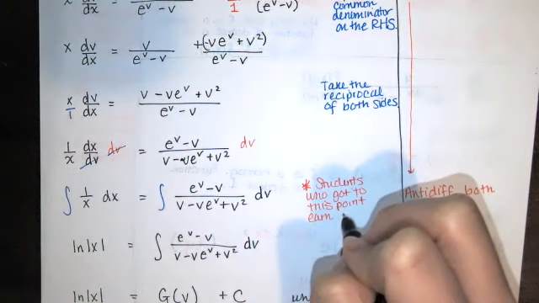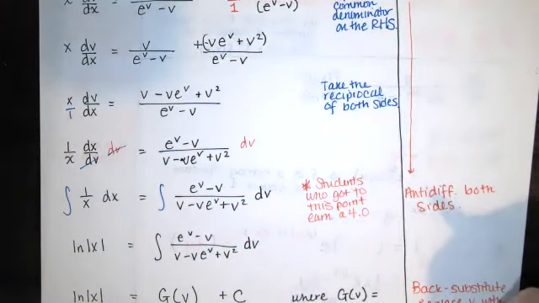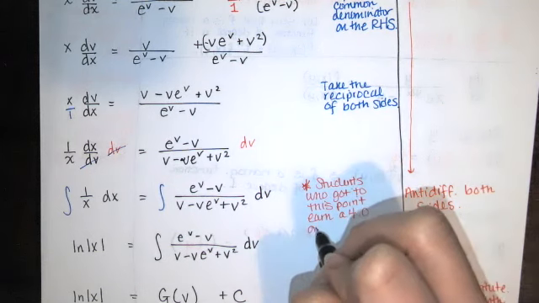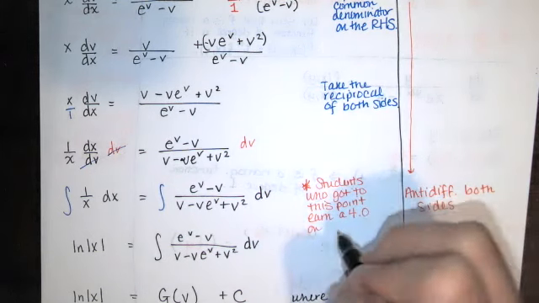So on our 4.0 scale, you're going to earn a 4.0 on the homogeneous polar standard.